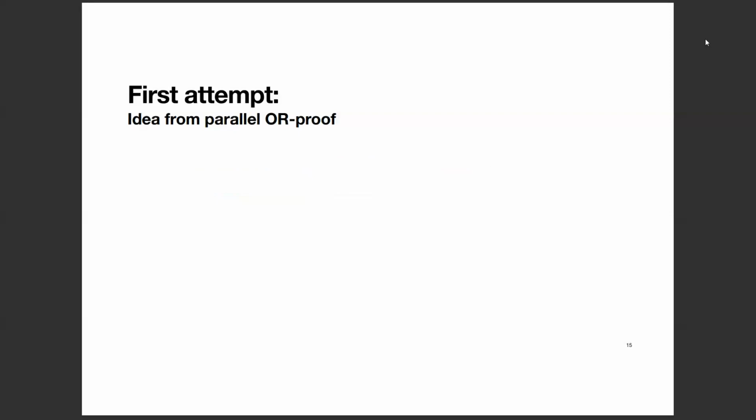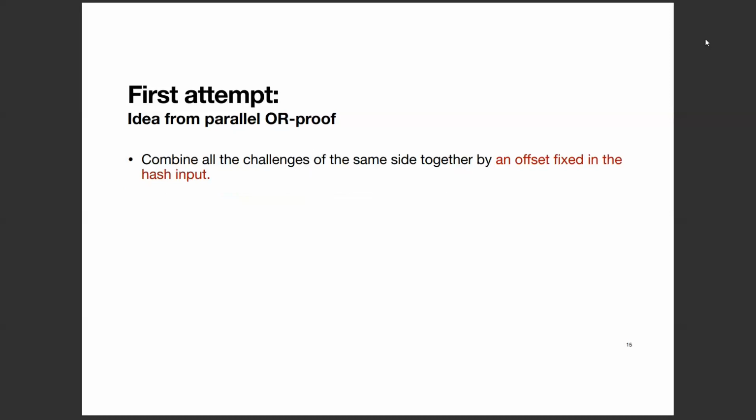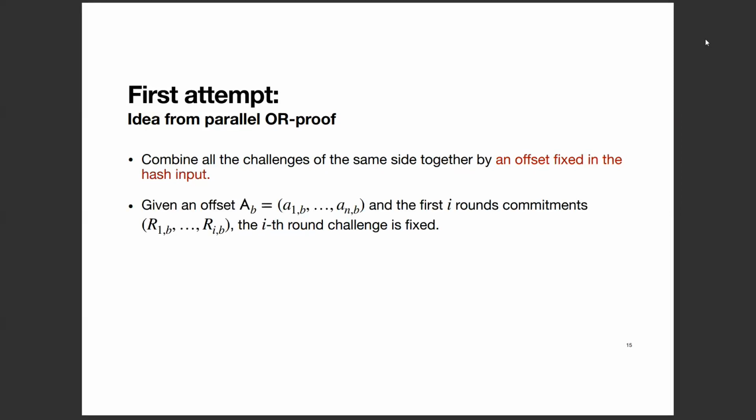So let's start with our first attempt. We use the idea from the parallel OR proof. We combine all the challenges of the same side together by an offset fixed in the hash input, meaning that we give an offset a^b, which is a set of a_1^b to a_n^b, and the first i rounds of commitments R_1^b until R_i^b. The challenge is of the form H of the first round of commitments XOR the offset a_i^0. In this way, once we have fixed the offset at the very beginning, the challenges are totally fixed by the first round's commitments.